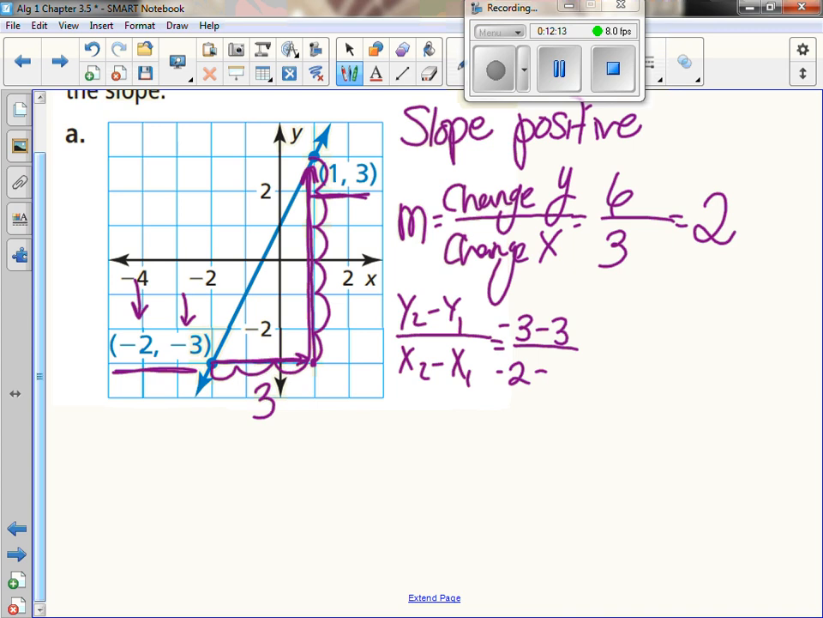Minus. The other one is 1. Now at this point here, we can calculate it. Negative 3 minus 3 would be negative 6. Negative 2 minus 1 would be negative 3. Well, here a negative and a negative make a positive, and 6 divided by 3 would be, again, 2.